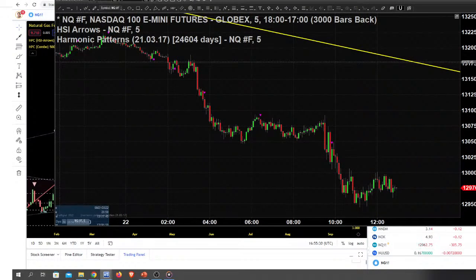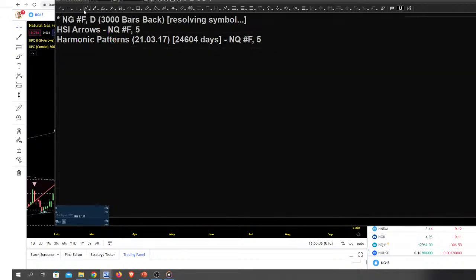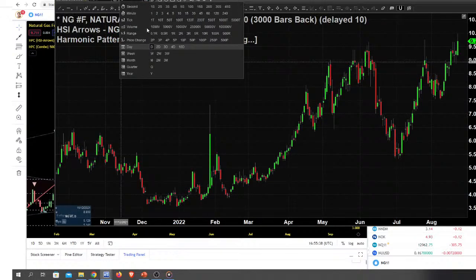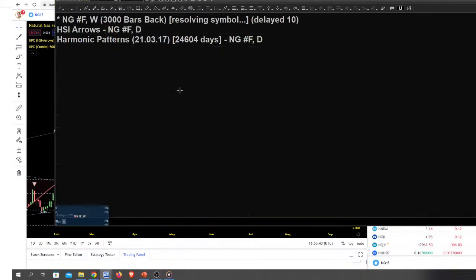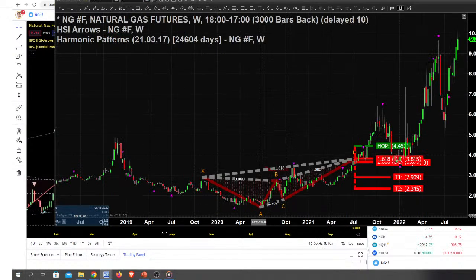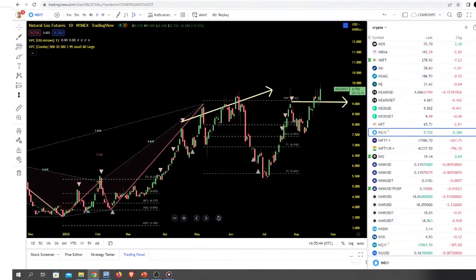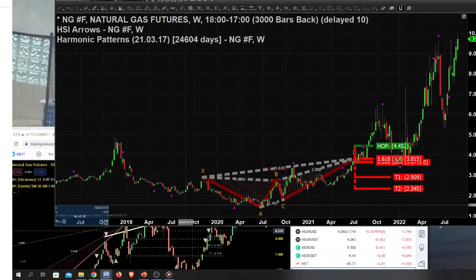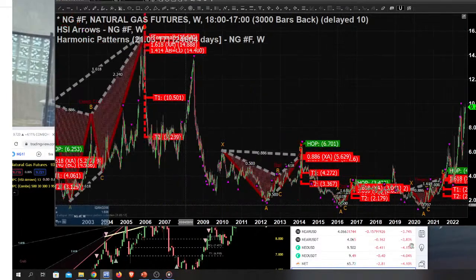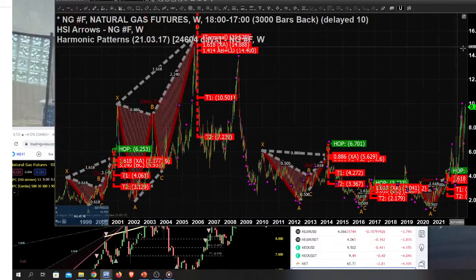Let's go to Nat Gas. It's amazing that it did this, but we have been in front of this for a long time, targeting the weekly retest all the way here. Weekly, monthly? Yeah, it's that big crab pattern.